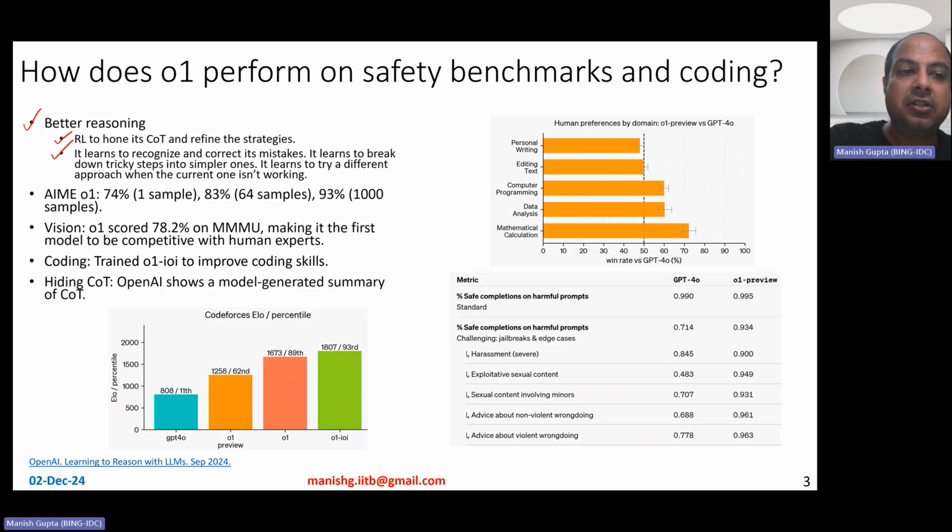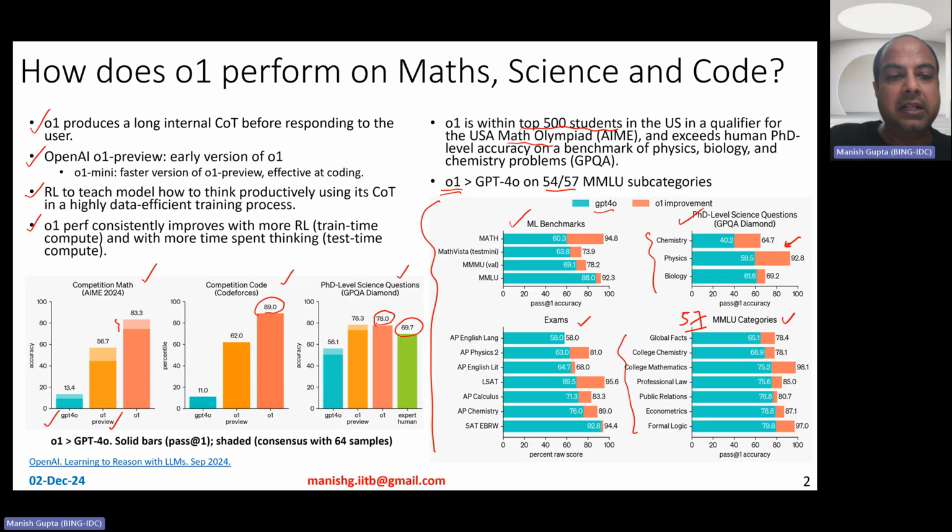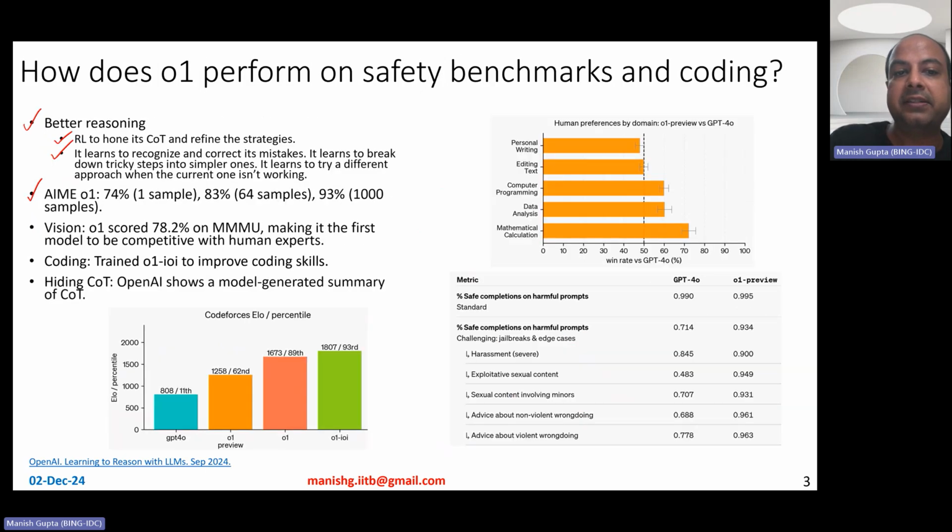So on the AIME, the Math Olympiad qualifier exam that I talked about on the previous slide, right? If you basically just give it one sample, it was able to score 74%. If you give it 64 samples, 83%. In fact, they did a further experiment. With 1,000 samples, it could actually obtain even 93%, which is really huge.